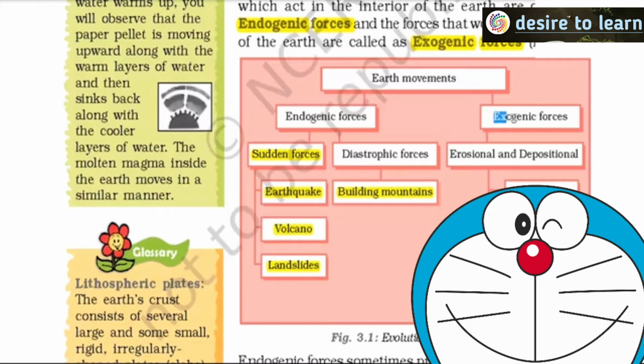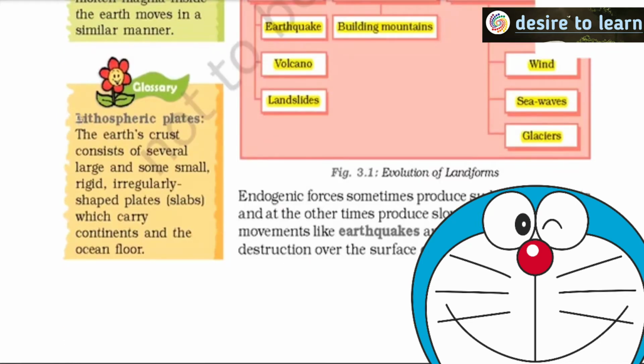Now when I am talking about the exogenic forces, we are actually talking about the erosional and depositional features I told you. Rivers, wind, sea waves, glaciers and limestone are some examples of these erosional and depositional features. Then I talked about the lithospheric plates. The Earth's crust consists of several large and small, rigid, irregularly shaped plates which carry continents and ocean floor. This is called lithospheric plates. Endogenic forces sometimes produce sudden movements and other times slow movements. Sudden movements, examples are earthquakes and volcanoes.